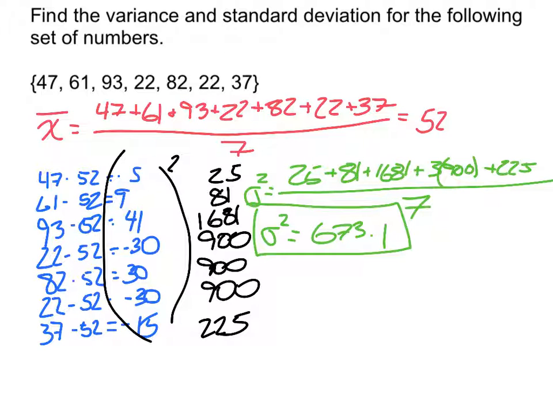If I wanted to find the standard deviation, I just take the square root of that. So the square root of sigma squared is just sigma, which would be the square root of 673.1, which is 25.9. And that's the standard deviation. That's how we do that.